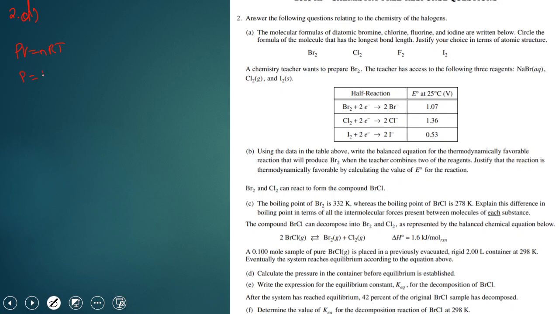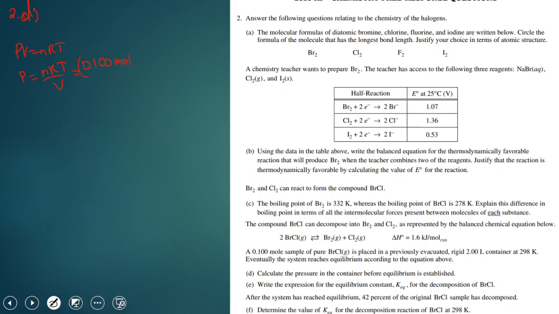So P is equal to nRT over V. Keep in mind that our n is mass over molar mass, so we can also simplify this as mRT over MV. Oh, sorry, never mind, we're given the moles, so we don't actually need this. Sometimes you're given the mass, so I just defaulted to writing that expression, but in this case they were generous.